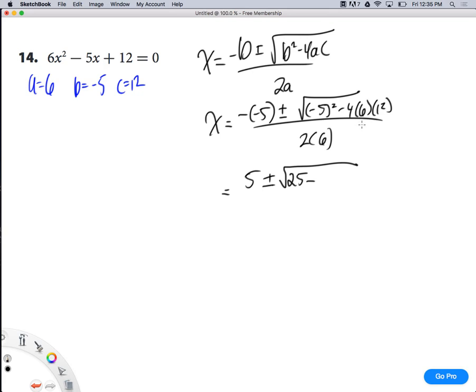No, this is wrong. 4 times 6 is 24. 24 times 12 is 288. Oh my gosh. It's okay. Equals 5 plus or minus 25 minus 288 is -263 over 12. What do I notice immediately? What is this? The thing under the square root. What's it called?